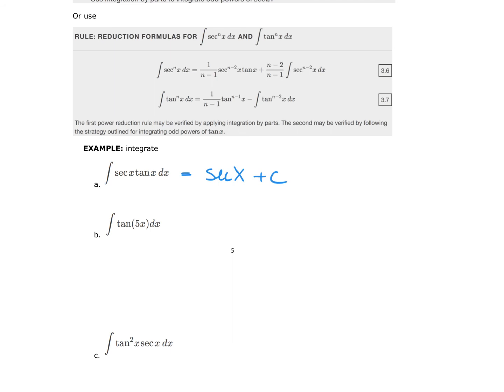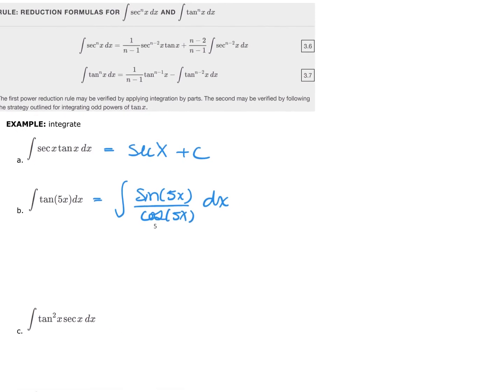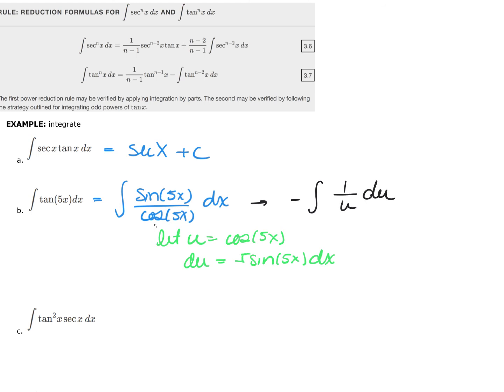We have the tangent of 5x. Well, I can write the tangent of 5x as the sine of 5x over the cosine of 5x dx. And you can see that if we were to let u equal the cosine of 5x, then du is just going to be negative 5 times the sine of 5x dx. So this then becomes the negative integration of 1 over u du. Don't forget the 5. This needs to be negative 1/5 out front.